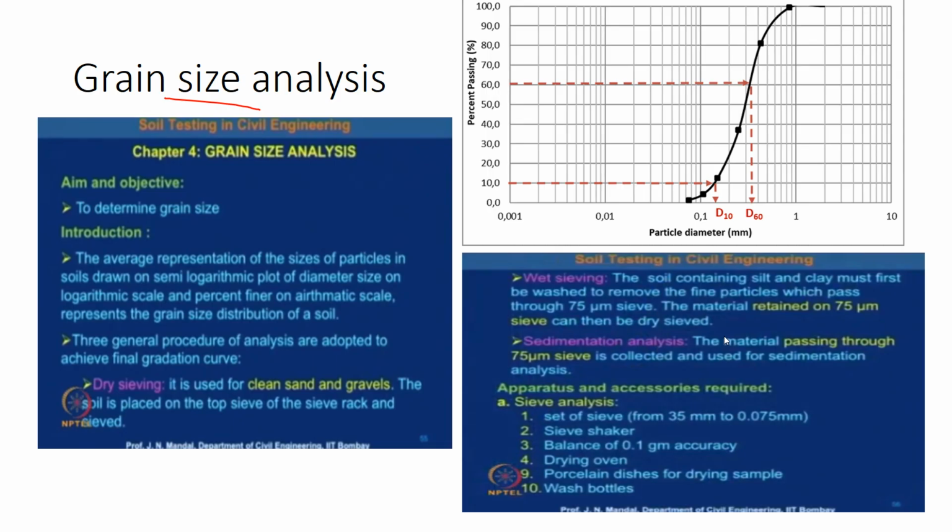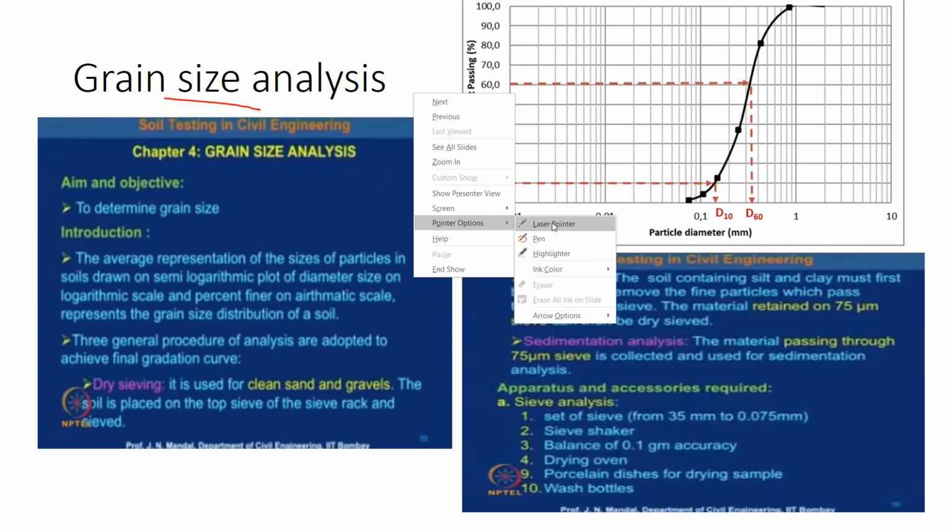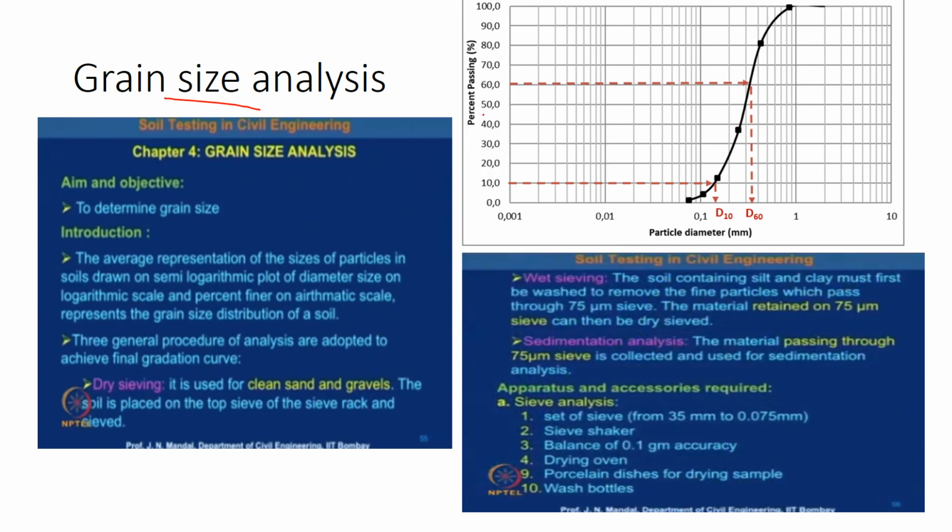Fine. So we are talking about grain size analysis. I'll just go through fast. You can see this is a typical S curve for a grain size analysis. This is how you get it. It is plotted between particle diameter in mm versus percentage fines, or call that percentage passing, in percentage. It is on a semi log graph.